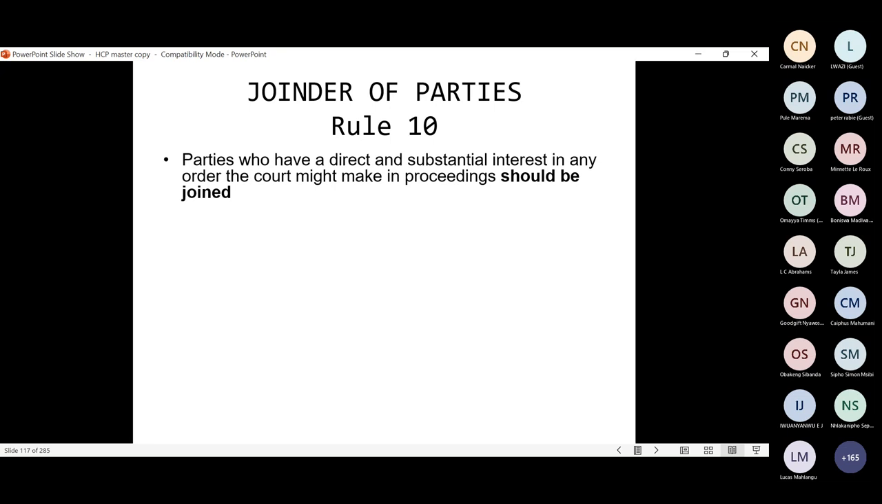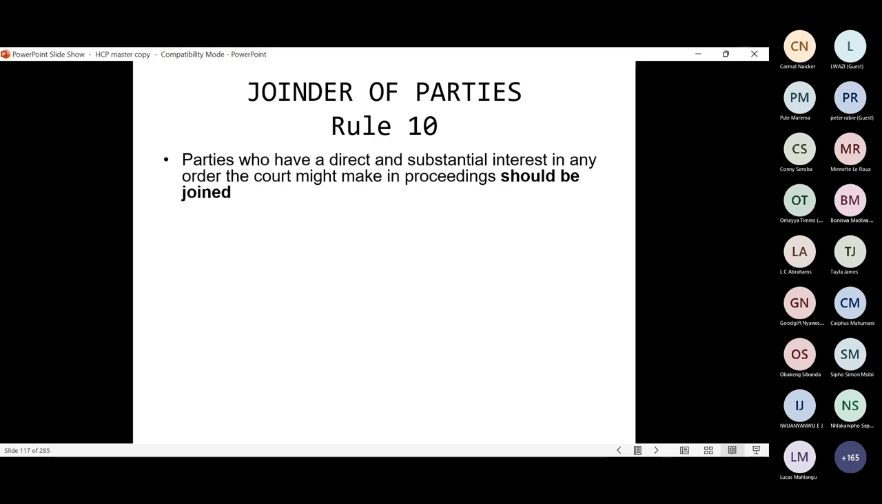X should be here to defend that right. Therefore, that party should have been joined and is not joined. And then the plaintiff will have to make an application to join the party that they did not join in the beginning. Okay. So parties who have a direct and substantial interest in any order the court might make should be joined. That is compulsory joinder.